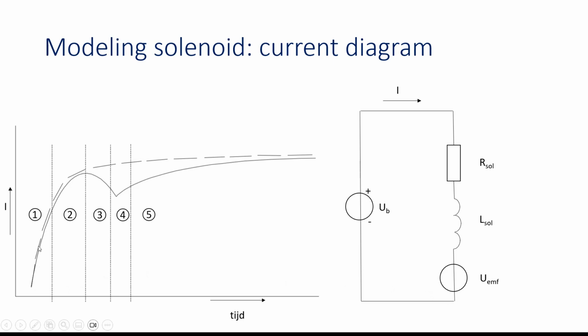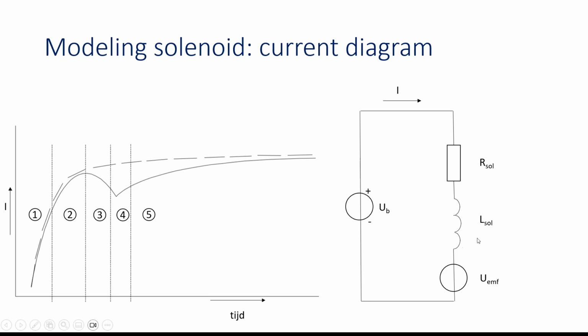But the shape of the current is an e-power shape, and that is because we have an L and an R in series, which creates a time constant, which is L over R for a series connection of a resistance R and an inductance L, and the shape is an e-power shape. So that is what happens in area number 1.